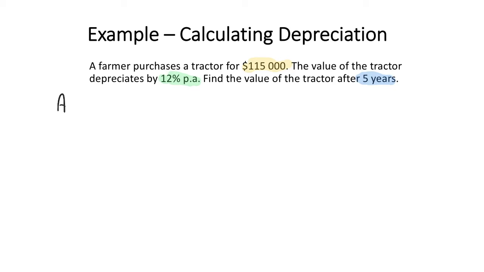So the amount over 5 years is what we're trying to find. The original cost is $115,000. The depreciation rate is going to be 12%, so as a decimal, that's going to be 0.12. And our number of years is going to be 5.